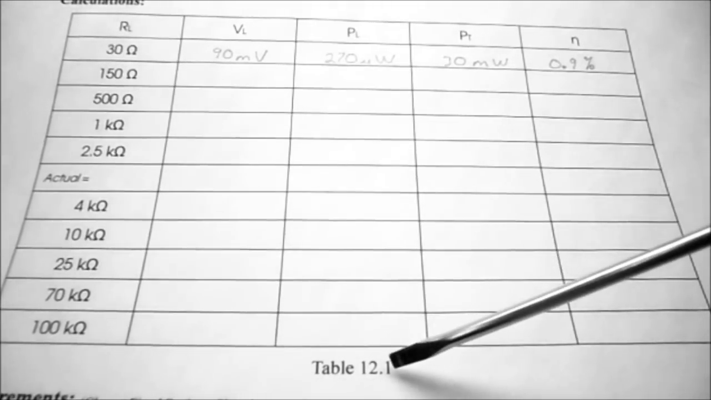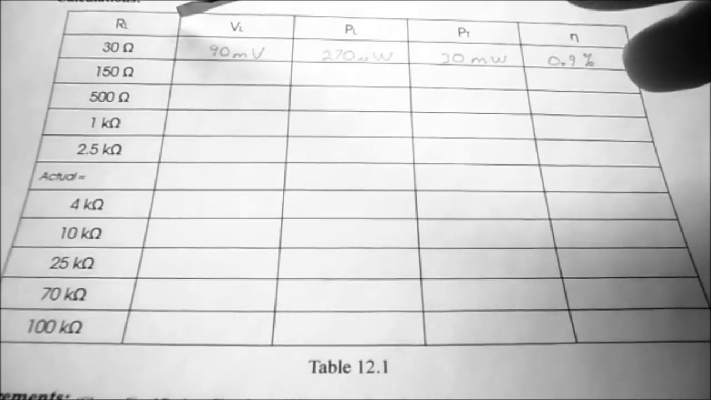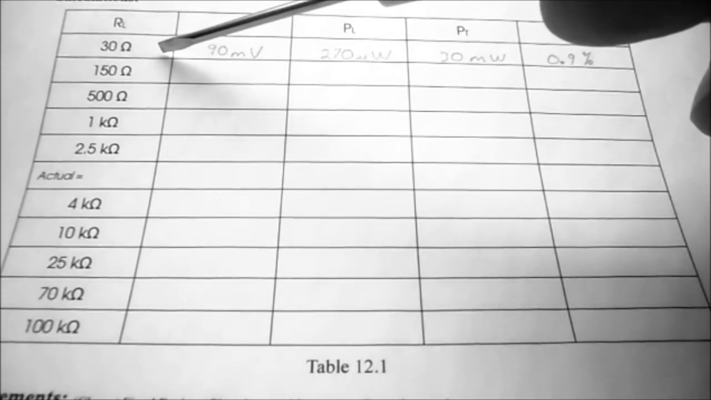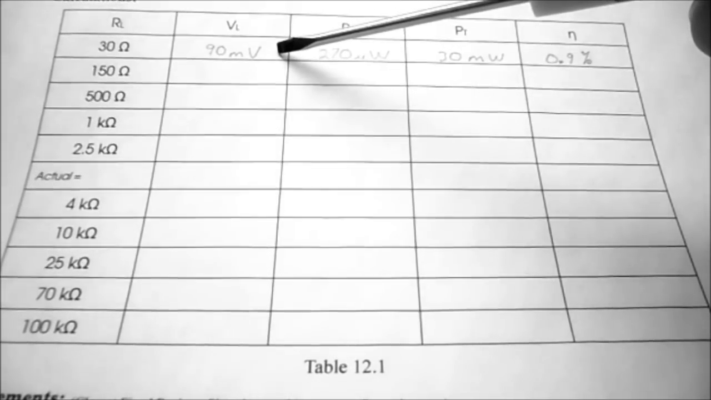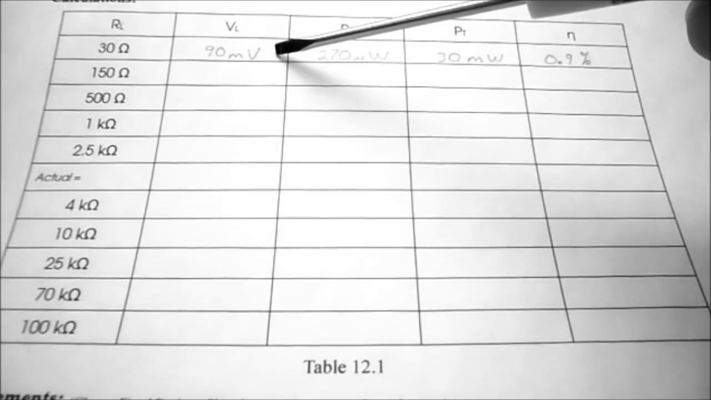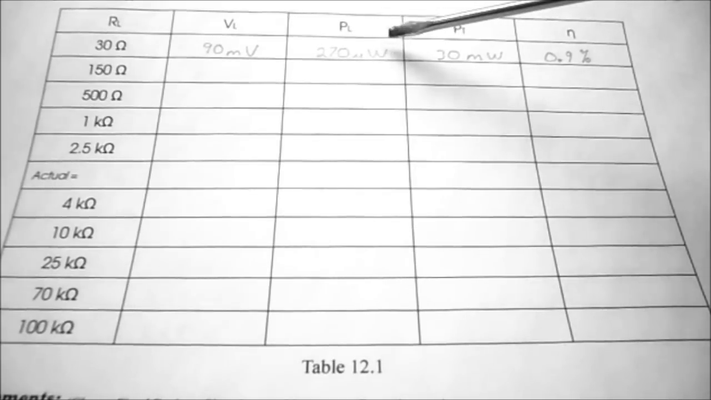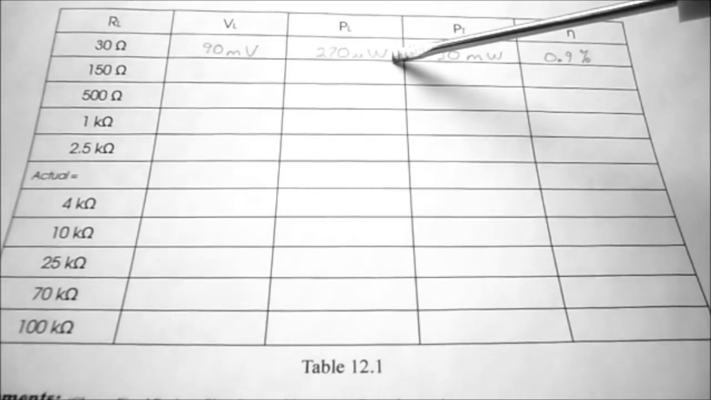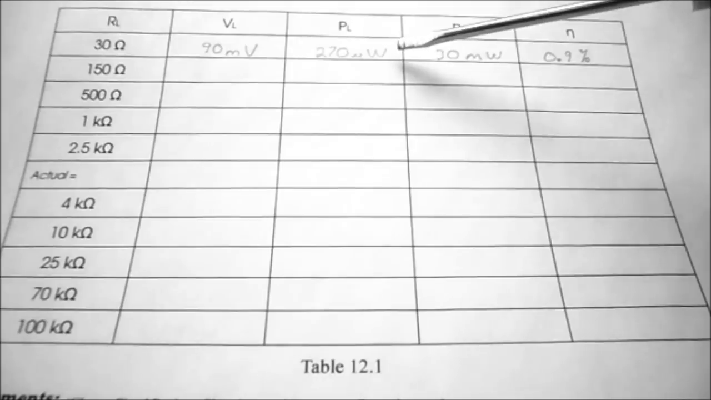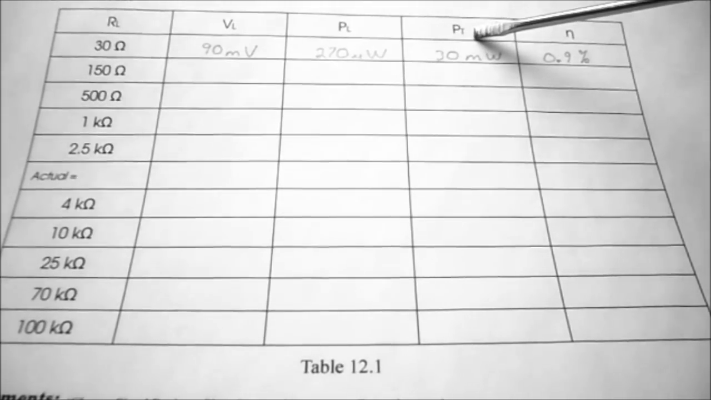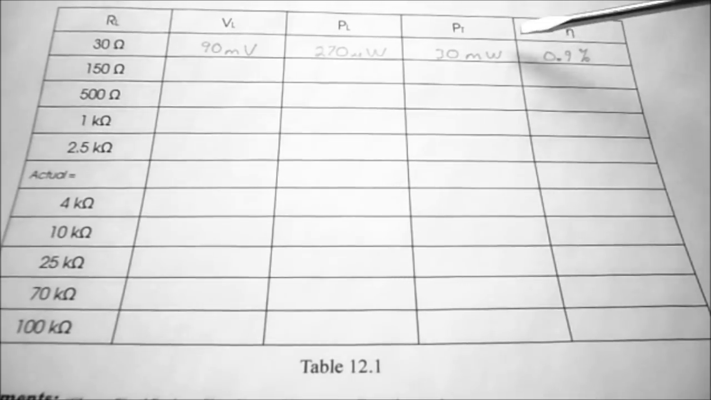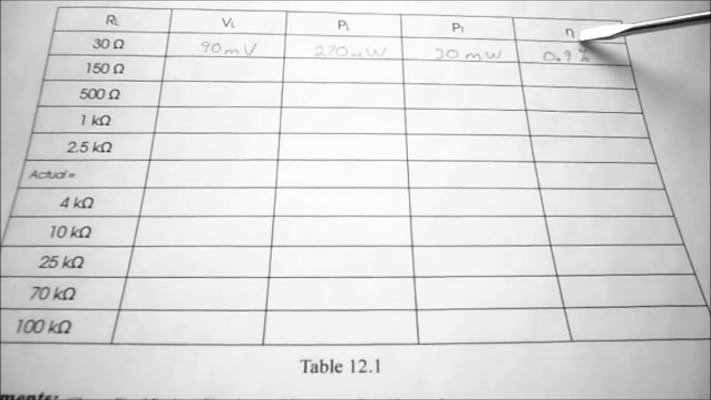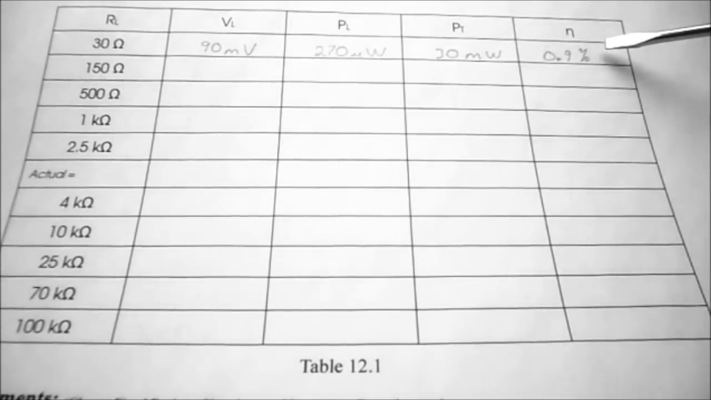So in table 12.1, for RL equal to 30 ohms, VL is 90 millivolts, PL is 270 microwatts, PT is 30 milliwatts, and our efficiency is 0.9%.